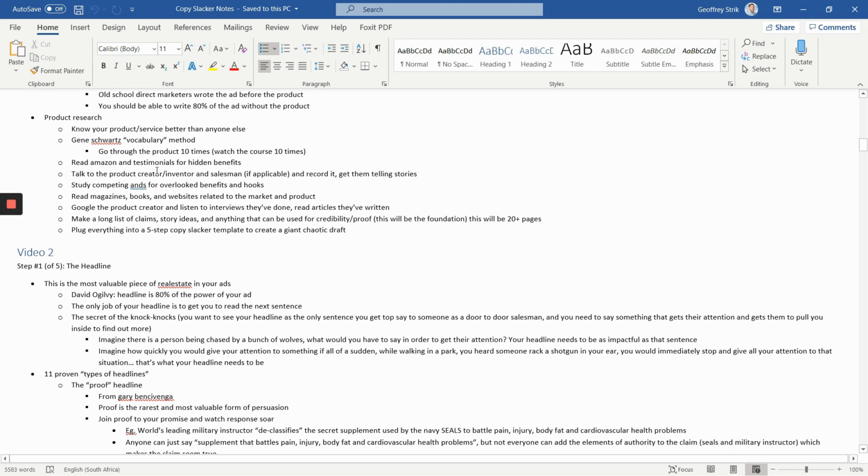Talk to the product creator or inventor and salesman if applicable, and record it. Get them telling stories. Oftentimes when you speak to a product creator or salesman, they'll actually enlighten you as to a lot of the objections that your markets have, or that they found your market to have, a lot of ideas that you otherwise wouldn't have thought of.